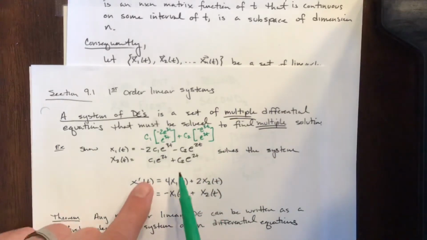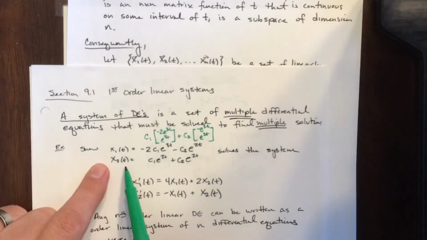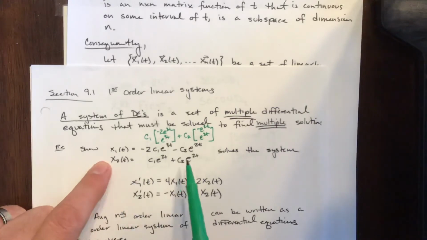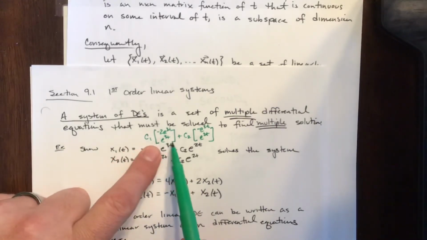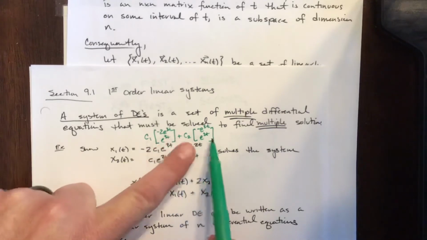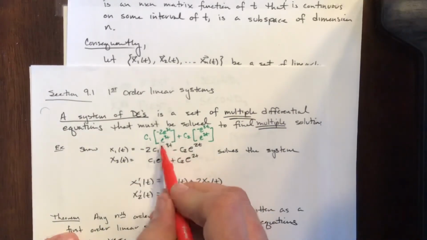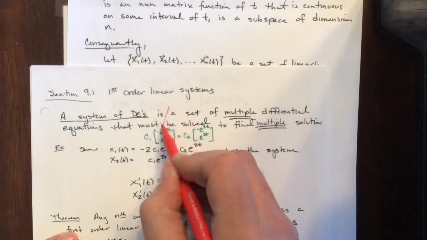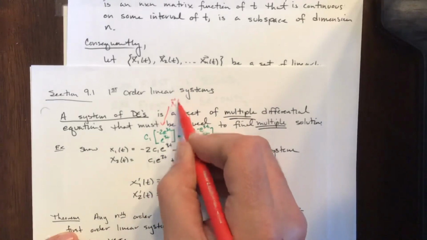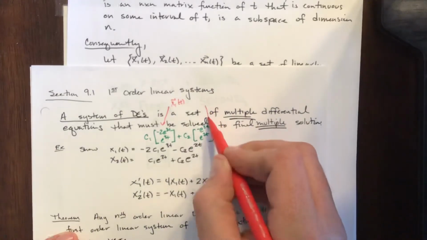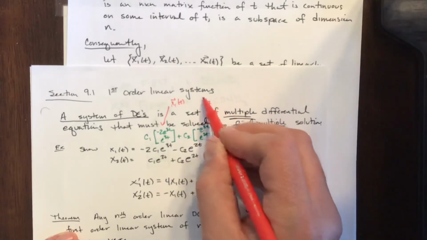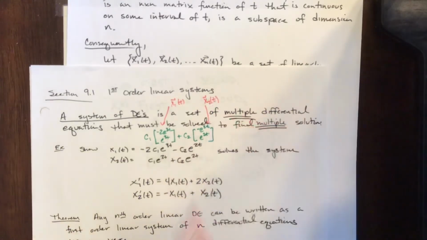Okay, so I can rewrite x1 and x2 to look like a scalar times this vector plus a scalar times this vector. This part right here is what the book is referencing as x1 of t. This right here is what the book is referencing as x2 of t.